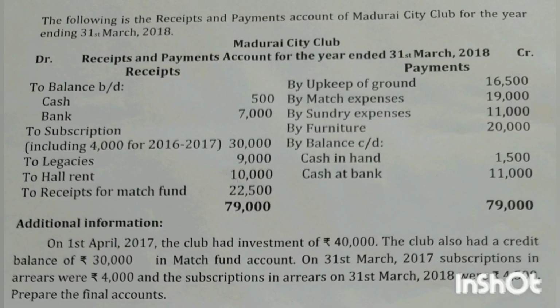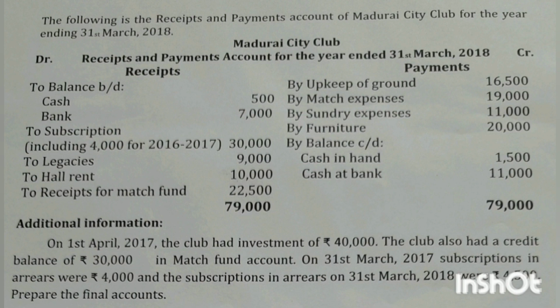What is given in the problem is the following: the receipts and payments account of Madurai City Club for the year ending 31st March 2018. They have given the receipts and payments account of Madurai City Club. In the receipt side, it starts with opening cash and bank balances. Opening cash 500 rupees, opening bank balance 7,000 rupees.